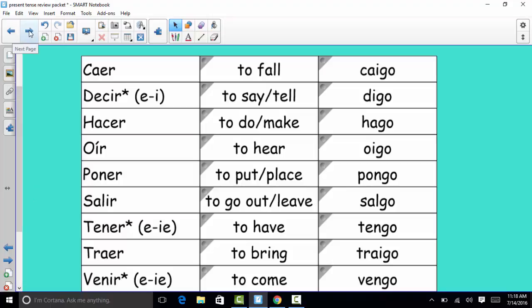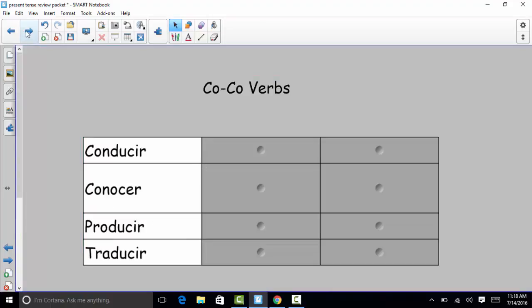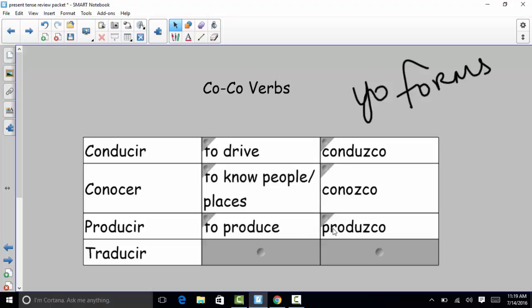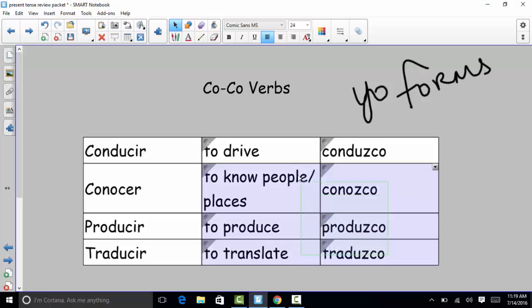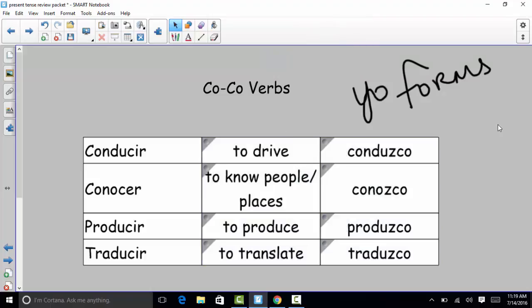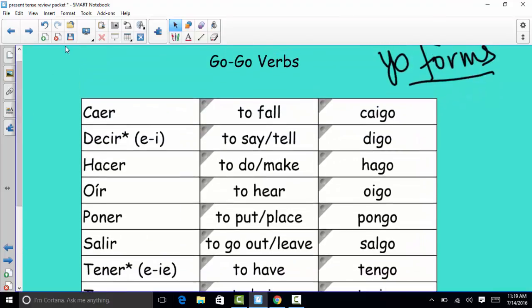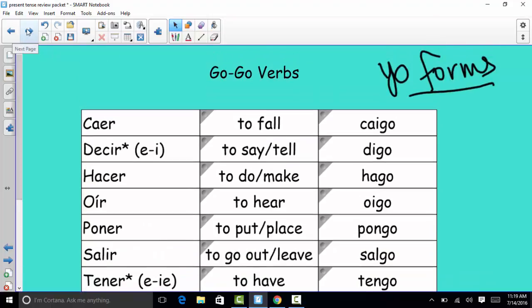Okay. When you are ready, on the next page, you're going to see some Coco verbs. So again, these are just concerning the yo forms. And you'll see the meanings as well as the yo form that all end in co, which is why they're called Coco verbs. So it's just important to understand with the Coco and the Gogo verbs that all the other forms, whether it's tú, usted, ellos, nosotros, those are all going to be normal. It's just the yo form that takes these Gogo or Coco endings.